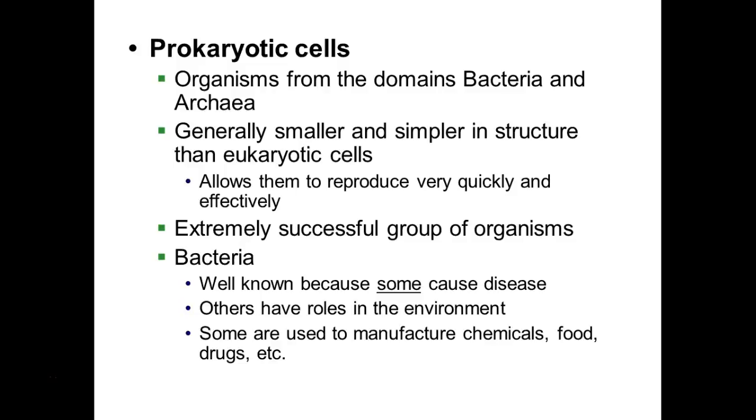We know that there are 2 domains of prokaryotic cells, bacteria and archaea. Prokaryotic cells generally are smaller. In next week's lab, you will be seeing these prokaryotic cells. They are quite small and they're much simpler in structure, and this allows them to reproduce very quickly and very effectively. And of course, they reproduce asexually. This is just by splitting in half. This is an extremely successful group of organisms. It's probably been around for close to 4 billion years.